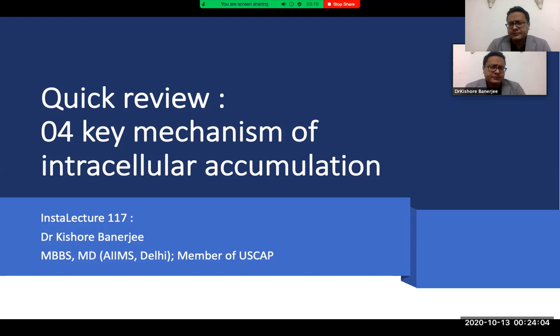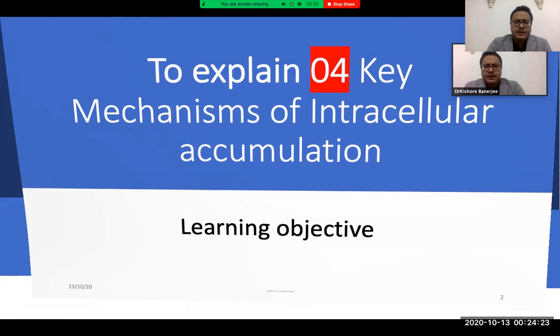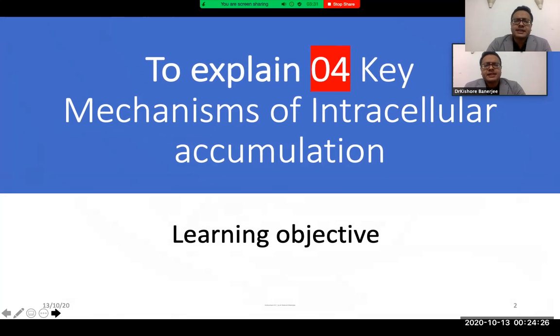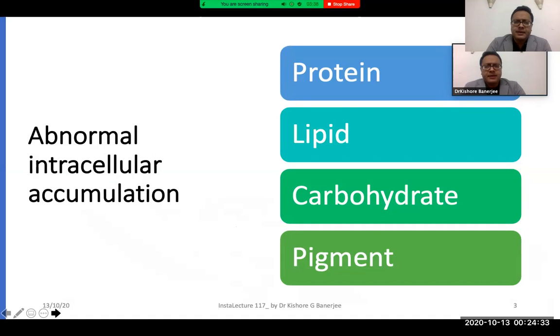or carbon or lipofuscin. So our basic objective in this InstaLecture number 117 is to learn the key mechanisms. There are 4 key mechanisms which lead to the development of intracellular accumulation. So here we are going to understand the 4 key mechanisms which lead to abnormal intracellular accumulation. I already told you that many things could accumulate.